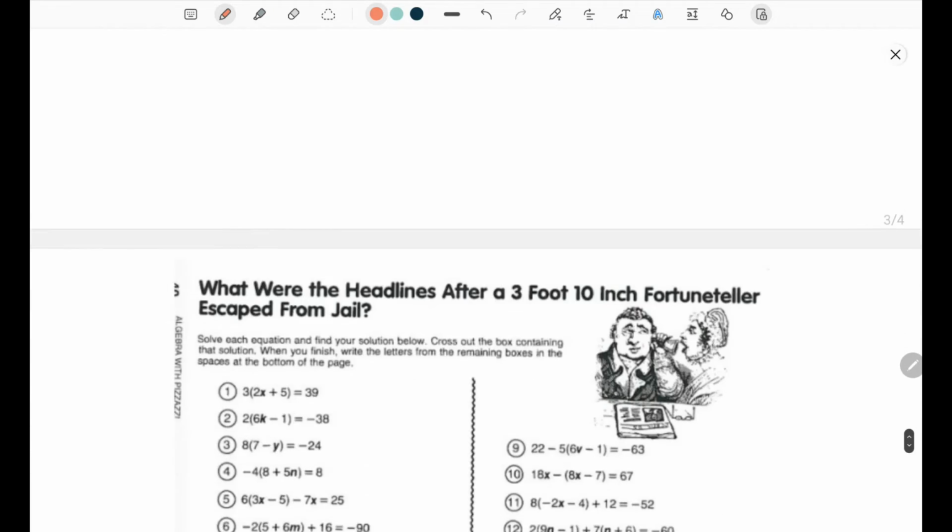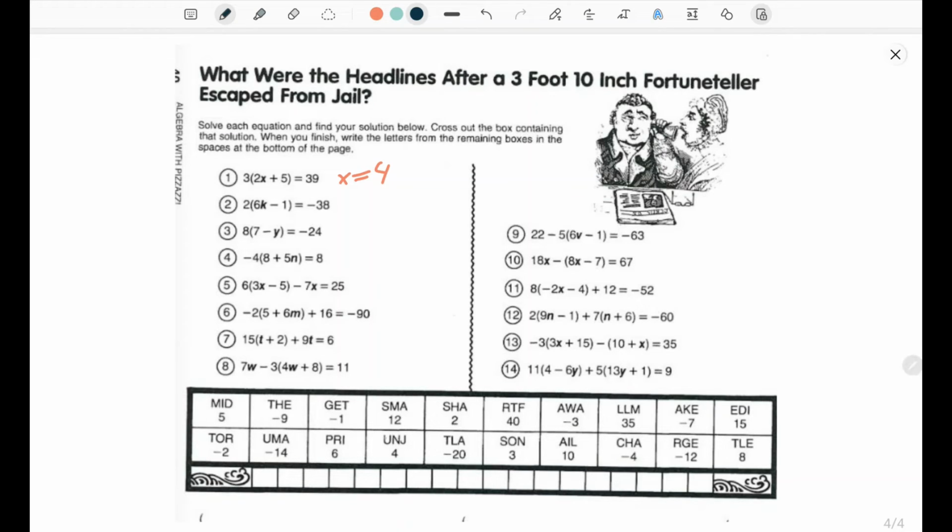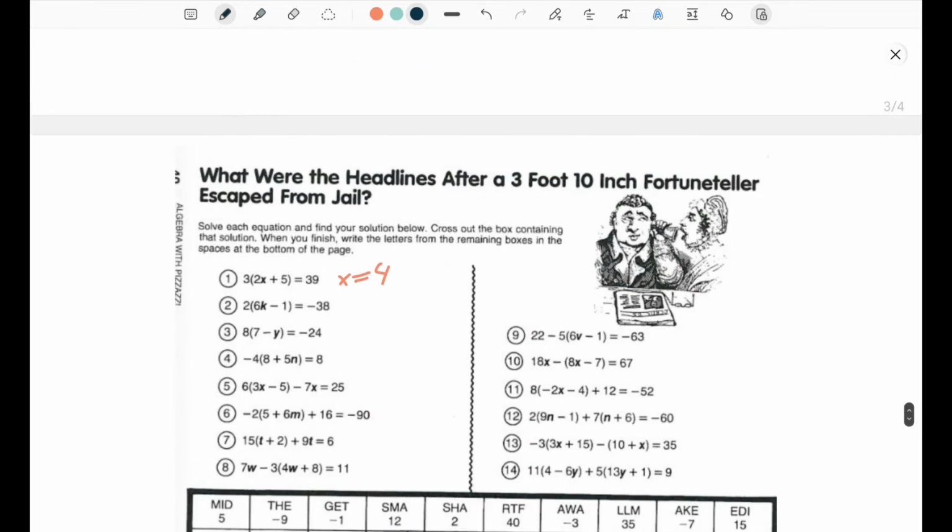So we're just going to go to this example sheet down here. Once you've got your answer, so we know x is equal to 4 here, go down to the bottom, look for your string of letters, and look for the number 4. What you need to do is just cross that solution out, and you're going to keep crossing things out as you get solutions, and there should be a couple of boxes left over.